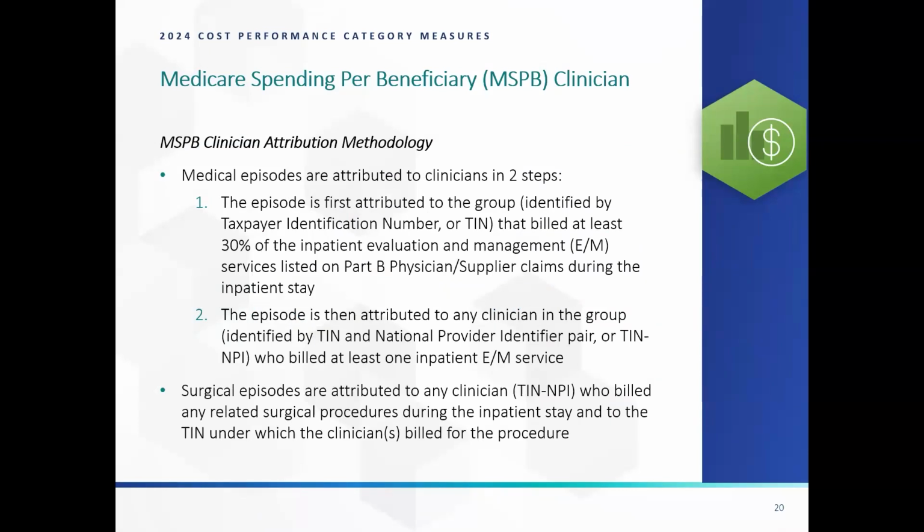Medical episodes for the MSPB clinician measure are attributed to clinicians in 2 steps. First, the episode is attributed to the TIN that billed at least 30% of the inpatient evaluation and management, or E&M services listed on the Part B physician supplier claims during the inpatient stay. And second, the episode is then attributed to any clinician in the TIN who billed at least one inpatient E&M service. Surgical episodes are attributed to a clinician, so a TIN NPI, who billed any related surgical procedures during the inpatient stay, and to the TIN under which the clinicians billed for the procedure.